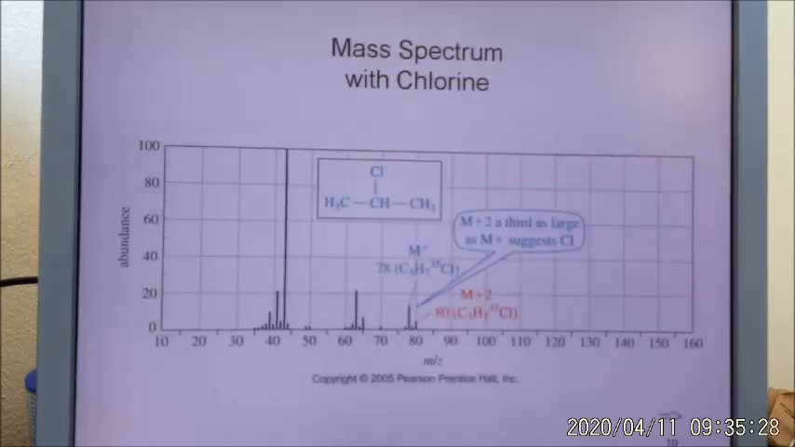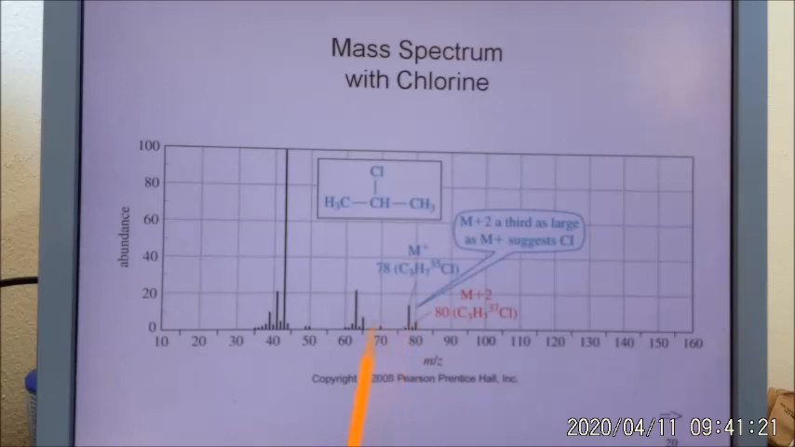Alright, so let's take a look at a mass spec with chlorine. Here's your mass spectrum with chlorine. See this? Here's my molecular ion, 78. But the M+2, look at the height. This is about 1/3 of this one. This is my M+2, that's from chlorine 37. Now, if you look at this one, see how I have that same pattern? So the chlorine is actually still present in here.